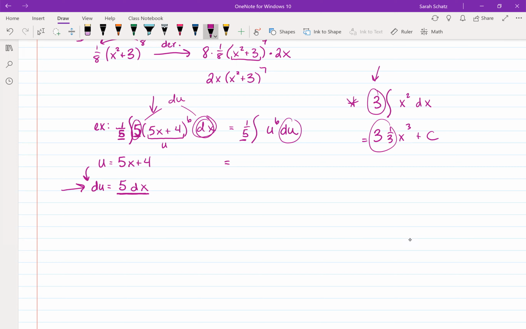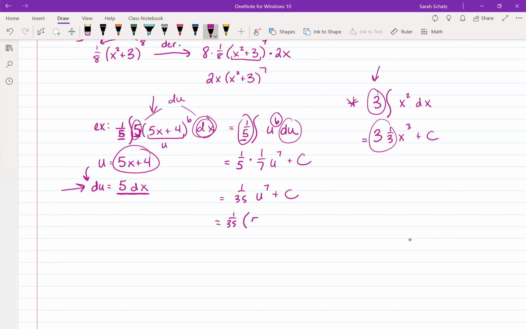Now, if I want to take the antiderivative, I want to do 1/5 times the antiderivative of u to the 6 du. This 1/5, like I said, just comes along. n is 6 here, so n plus 1 is 7. So I'm looking at 1/7 u to the 7th plus c. And what I get to do with these two fractions is just multiply them together. So let's call this 1/35 u to the 7th plus c. And as a last step, you replace u with the 5x plus 4.